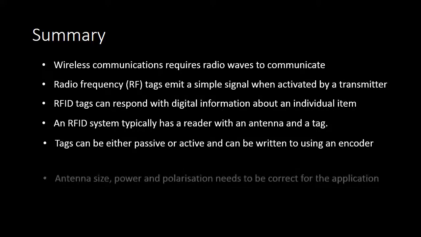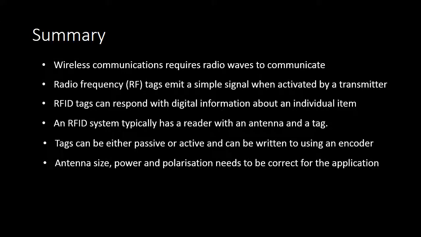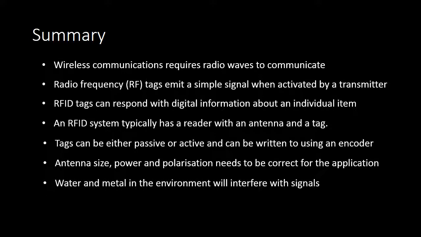Reader antenna size, power, and polarization need to be correct for the application. Excessive water in the environment will absorb the reader signal and cause interference. Metal will reflect the signal before it reaches the tag. Correct tag types must be chosen. Cables should be shielded over 6 metres long and use of connectors and ports limited to reduce loss of signal.